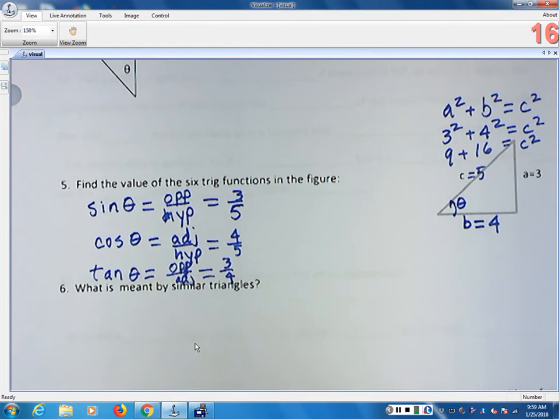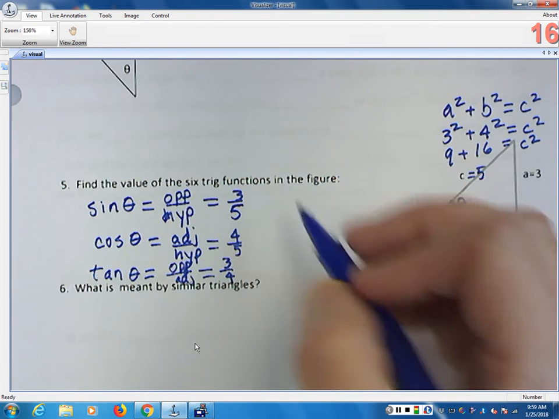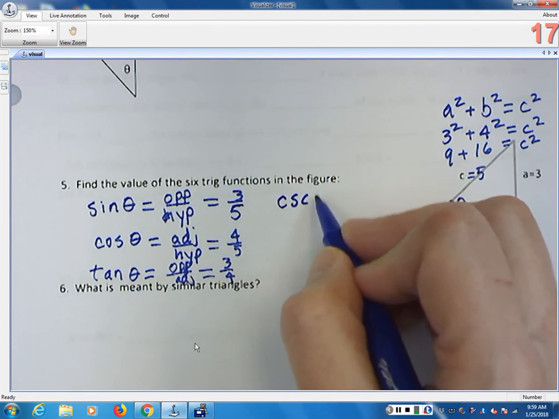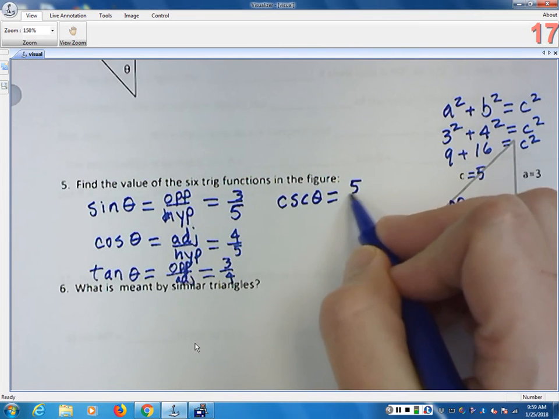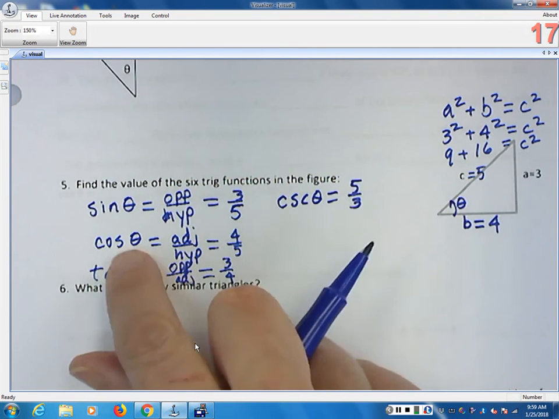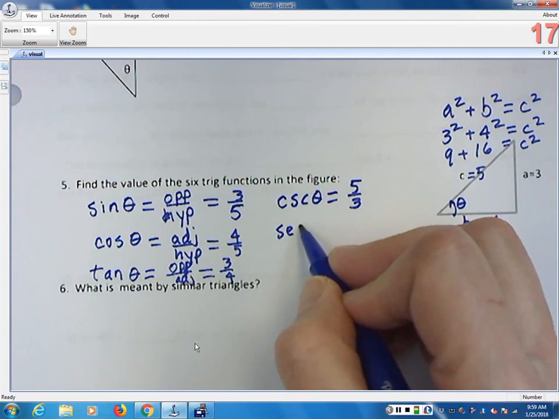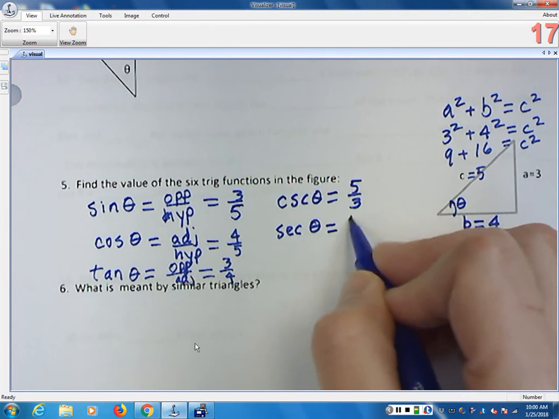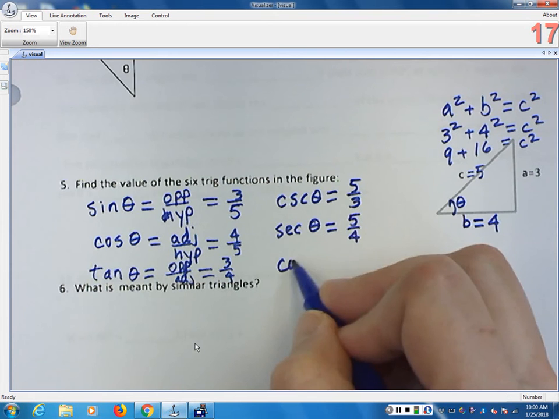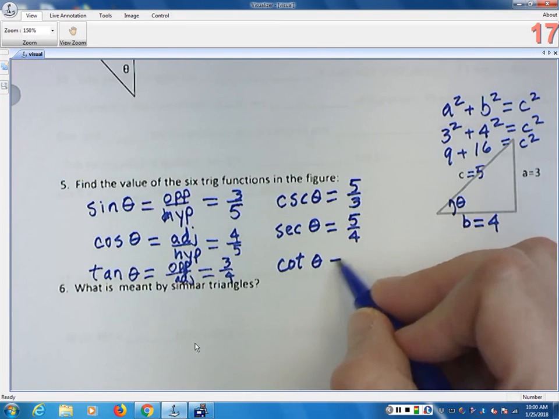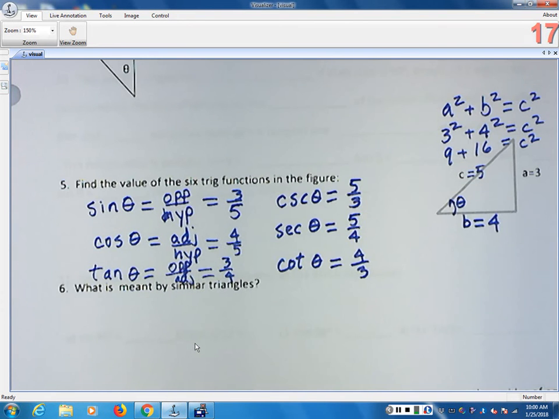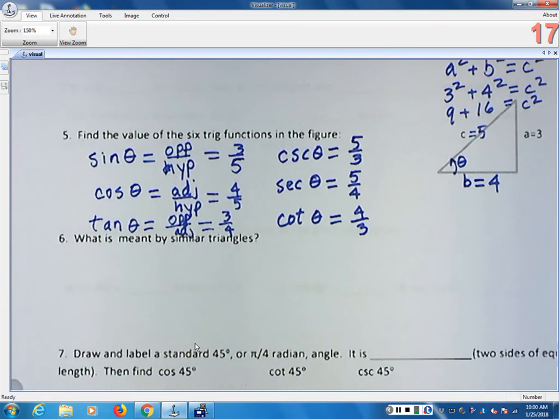Then we can just remember cosecant is 1 over sine, so just take the reciprocal, that's 5/3. Secant theta is 1 over cosine, so that's 5/4. And cotangent is 1 over tangent. We flip that fraction, it's 4/3. That's our 6 trig functions. So we use the Pythagorean theorem to find the missing side.